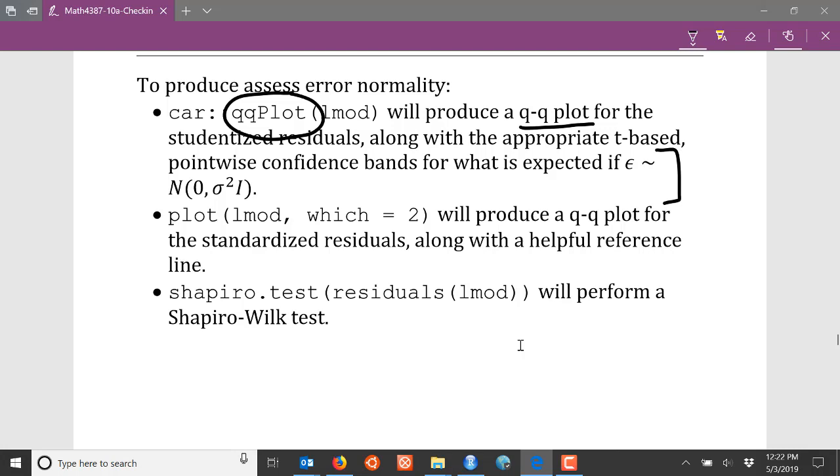If you don't want the confidence bands, you actually can use the plot function on your linear model and specify which equals 2. And that will produce a QQ plot of your standardized residuals, which are fairly similar to the studentized residuals, but use a different estimate of your error variance. And that function will create the QQ plot along with your helpful reference line. Lastly, if you want to do a Shapiro-Wilk test on your residuals, you can use the residuals function on your lmod to extract the residuals, pass those to the Shapiro-Wilk test, and R will perform that test for you automatically.